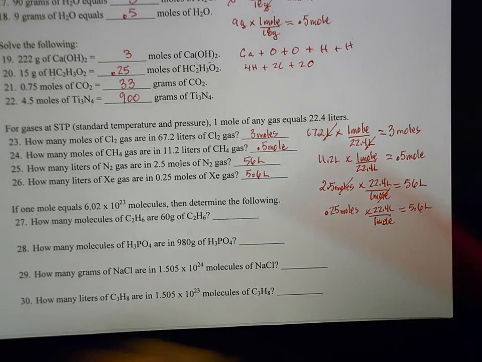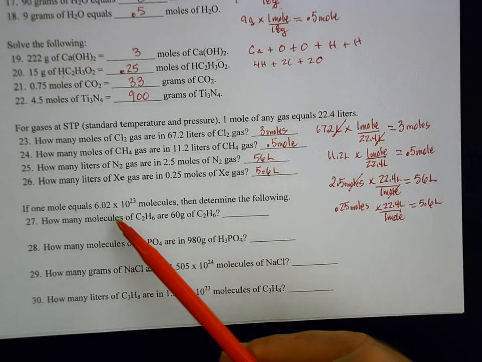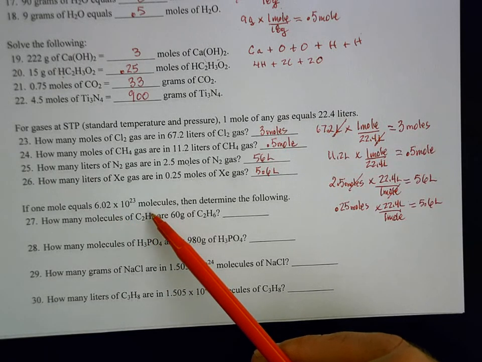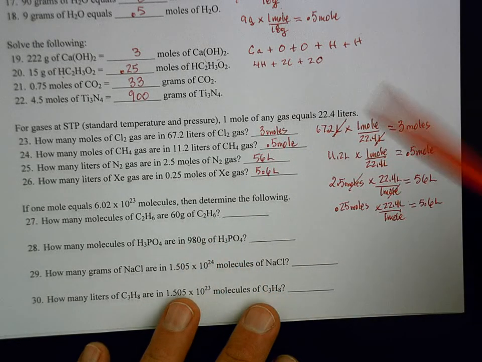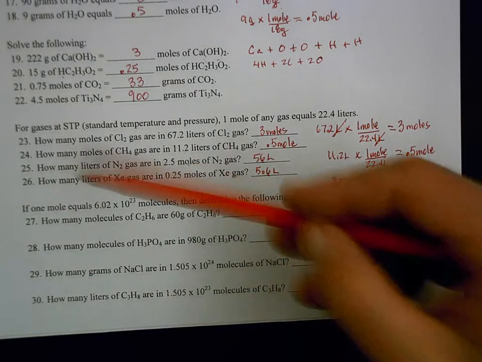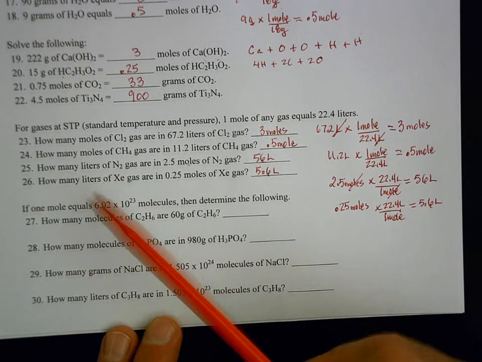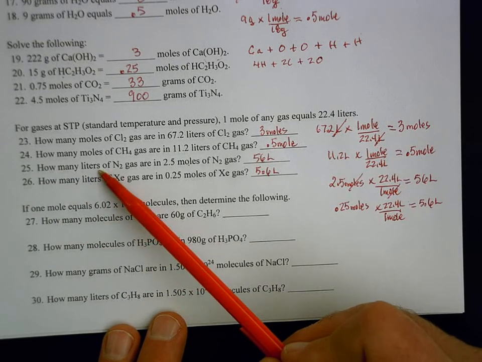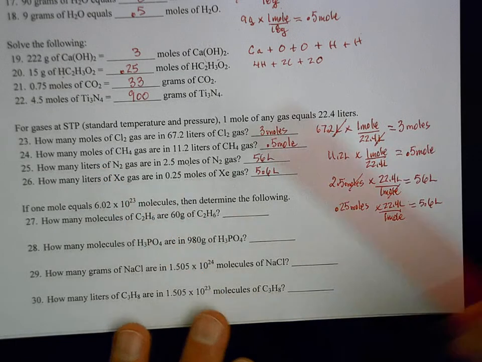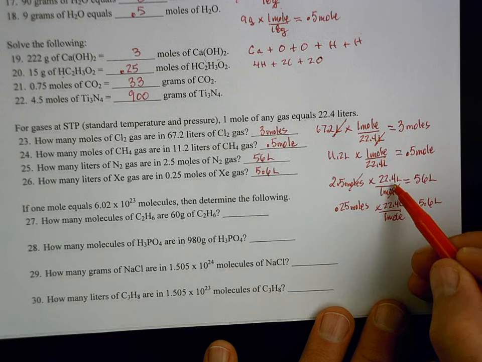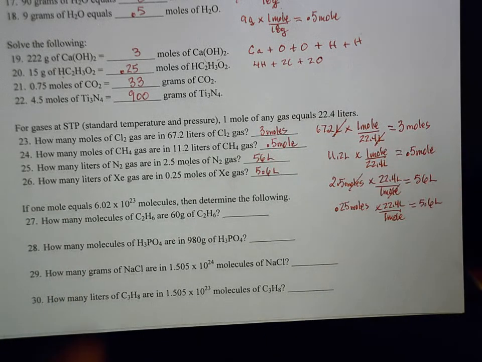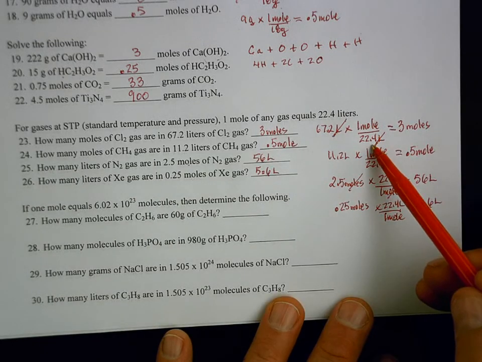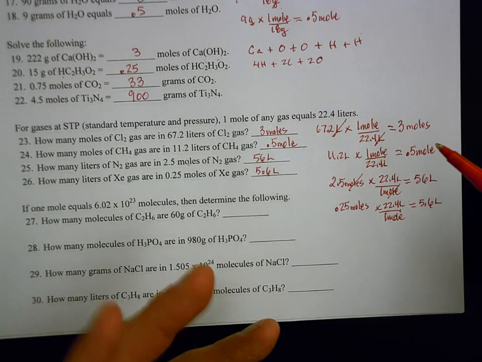Now, what if I want to know how many molecules are in a certain number of grams? Well, let me back up one step. Let's suppose that instead of 25 and 26 being how many liters, suppose these were how many molecules. The only thing that would have been different is instead of using 22.4, I would have used 6.02 times 10 to the 23rd because that's the mole number. So molecules and liters are done exactly the same way. It's just that liters is 22.4, molecules, it's 6.02 times 10 to the 23rd. So those would be exactly the same kind of problems.